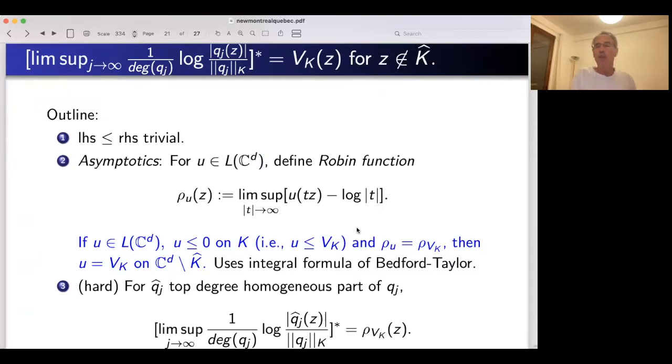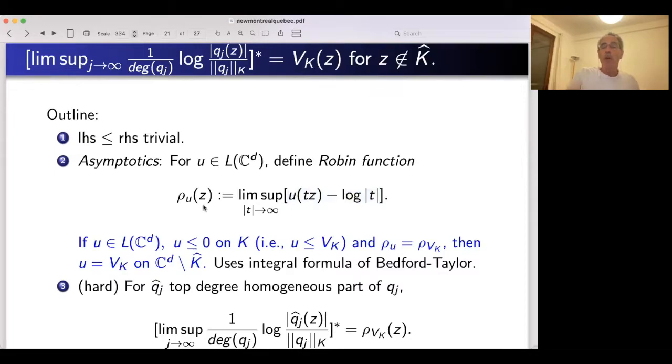If I fix a point z, think of z on the unit sphere for the moment. Think of z as a unit vector. Then I look along the complex line tz, the complex line in the direction of z. Along there I have a subharmonic function of logarithmic growth. So it's possible that if I take u of tz and subtract log mod t, I might have a limit as I let t go to infinity in modulus. Well, might not, but I can at least take the lim sup. And that's what rho sub u of z is.